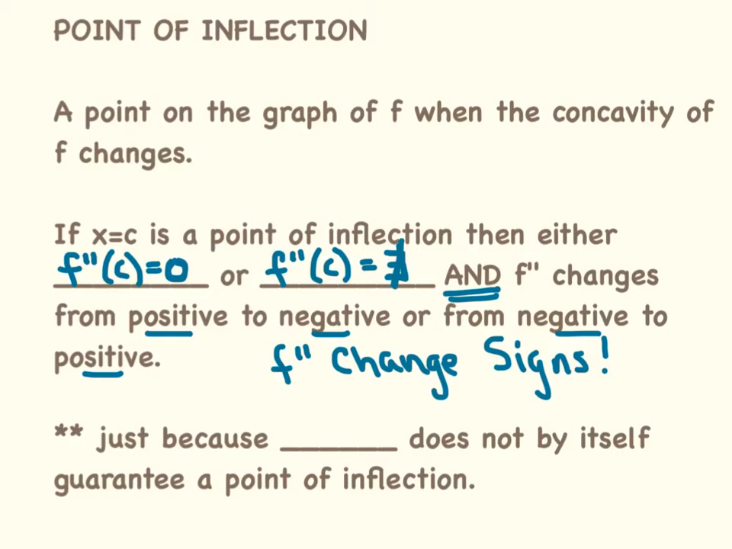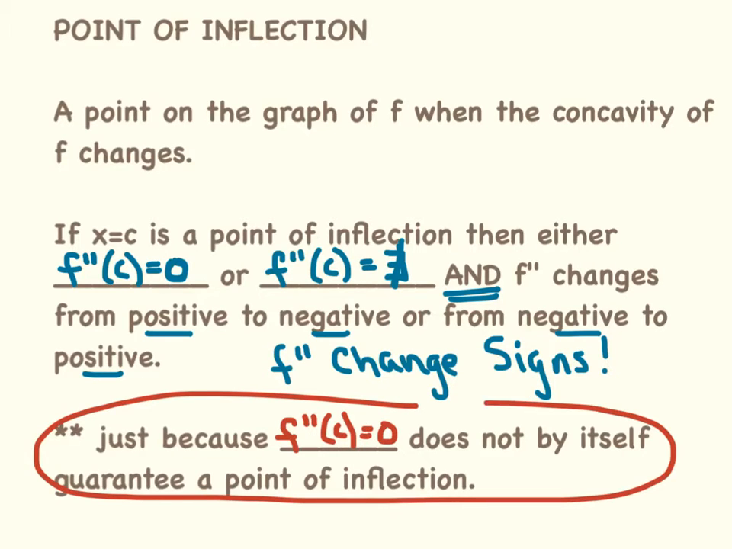Now watch out for this monster bear trap. Just because f double prime of c equals 0, that in and of itself does not guarantee a point of inflection. It just suggests that there may potentially be one there. We'd always have to confirm that with a sign chart. The AP or College Board published a few years ago a list of the top 10 mistakes they see on a yearly basis. And on that list was this mistake right here. The students were just assuming that because the second derivative was equal to 0, that then guaranteed a point of inflection, and that's not necessarily true.